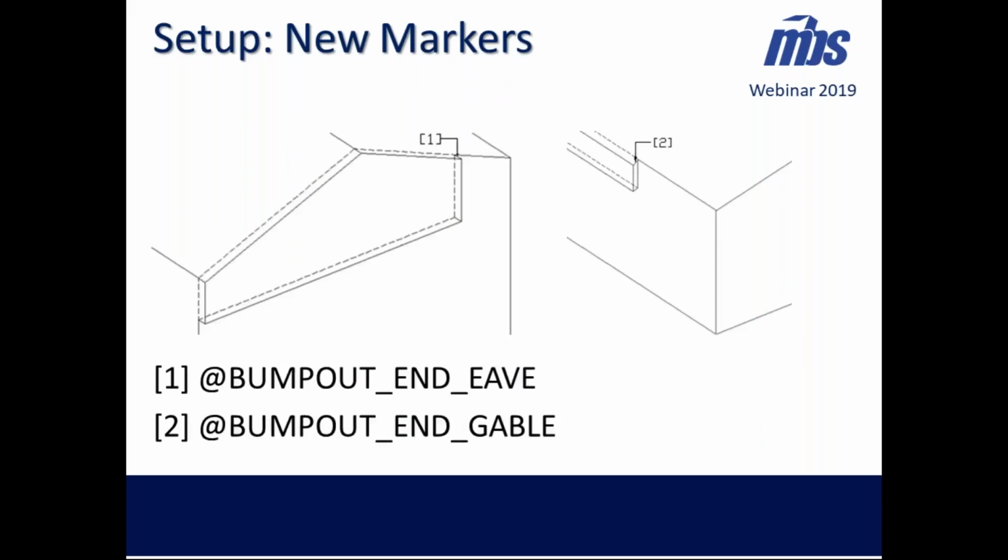In the case when your bump out stops short of the building width or length, you can have these little areas that create their own little eave or gable. So we give you a marker there to make sure you get the material to cover that area.